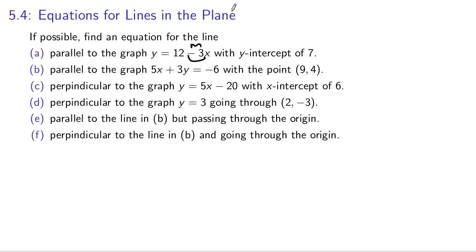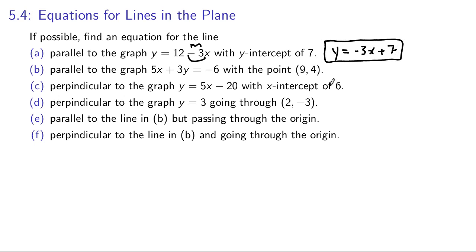Okay, so we need to find an equation parallel to this, which means that our new equation for the new line will have a slope of minus 3 and a y-intercept of 7. So we already have the information we need to form an answer.